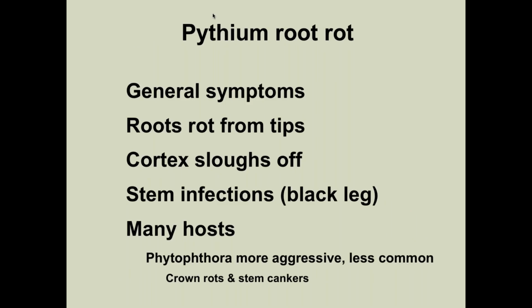With Pythium root rot, we see all those general symptoms: stunting, nutritional deficiencies, and the roots rot from the tips. So Pythium comes in at the tips first, works its way up, and can work its way right into the crown, right into the stem, causing something called blackleg. One of the key identification factors is that the cortex sloughs off the root. If you were to tug on an infected root gently with your thumb and forefinger, you would pull that cortex off, leaving the inner stele of the root. It's kind of like taking the paper sleeve off a straw. On many hosts Phytophthora is more aggressive, but it's less common, and Pythium can also cause crown rots and stem cankers.